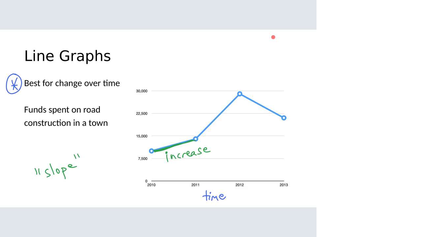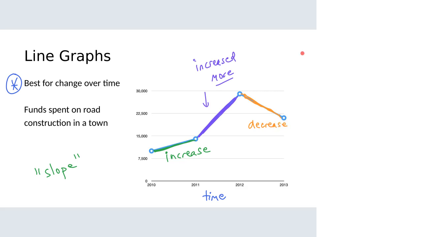And then when we look from 2011 to 2012, it definitely increased, and here, it increased more than it did from 10 to 11. It increased because it went up, and because it went up at a steeper incline, that's how we know that it increased more than it did from 2010 to 2011. And then finally, over here on the right, when it goes down, as we read a graph left to right, the same way we would read a book, here it's going down. And so there we have a decrease.